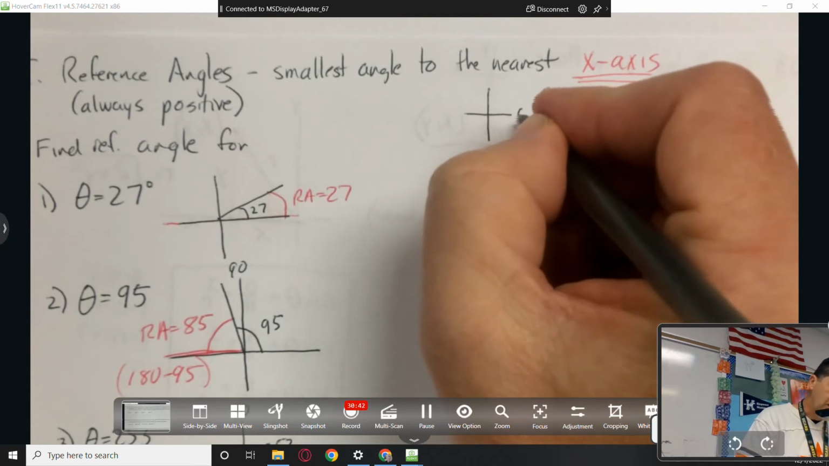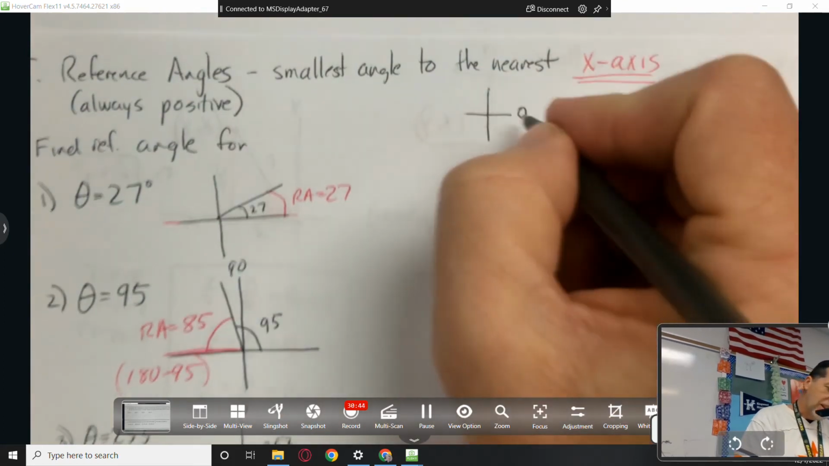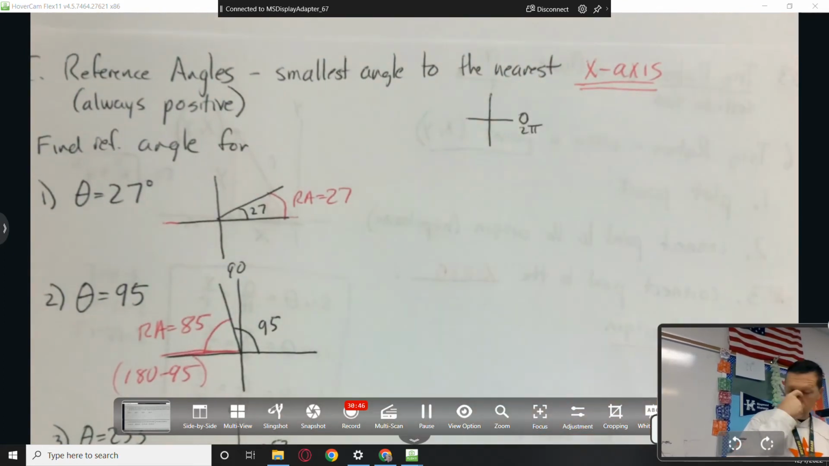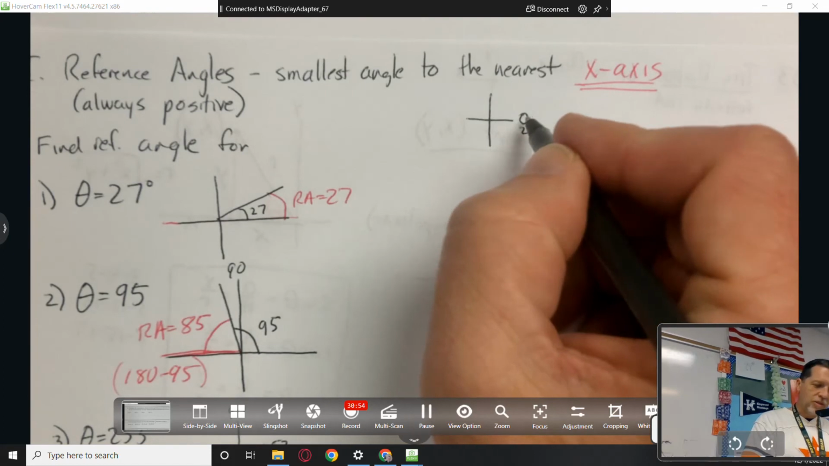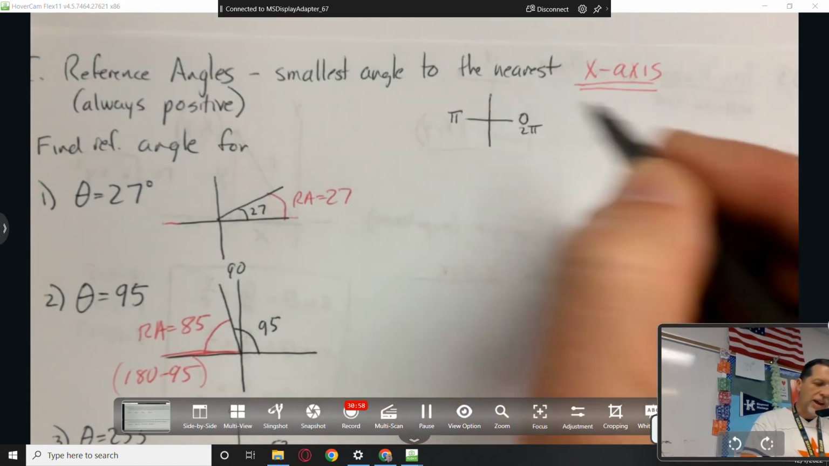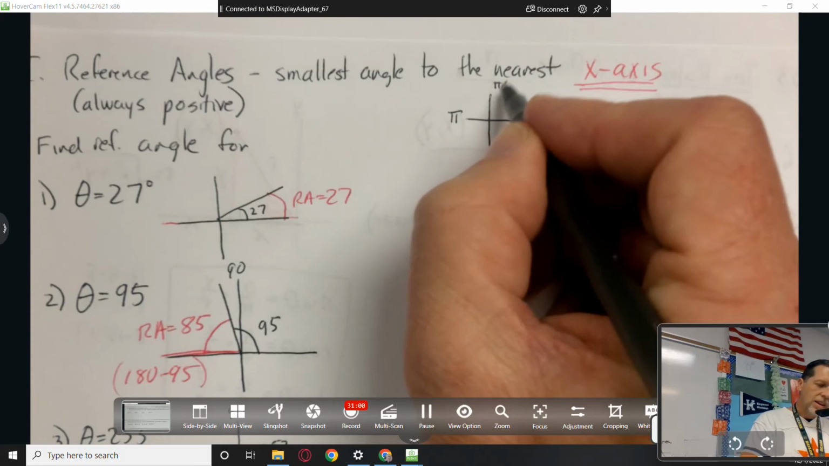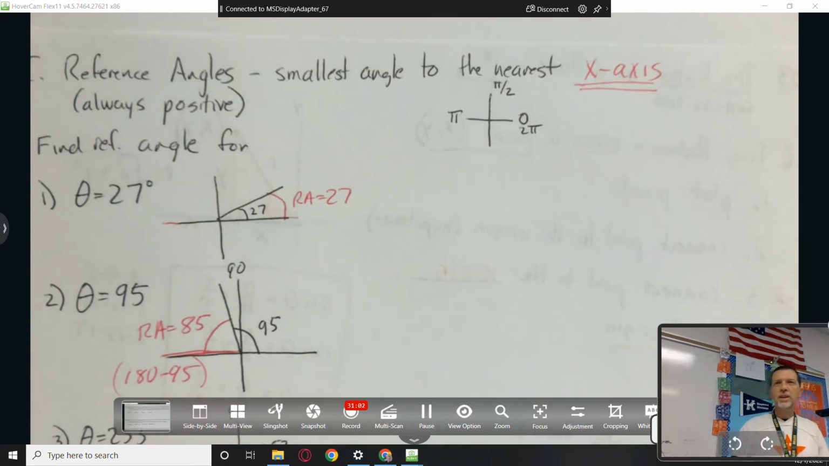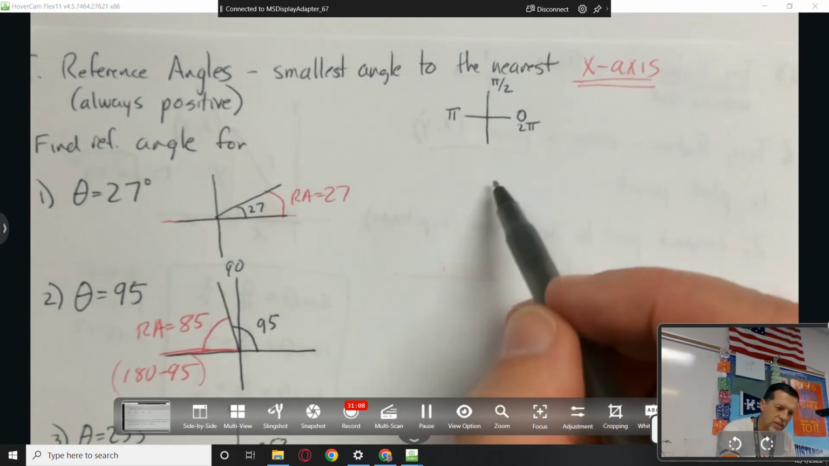But let's draw the full circle with radian measures on it. So 0 and 2 pi, start at 0, 2 pi's all the way around. Halfway around would be pi. Pi over 2 would be halfway between 0 and pi. And then what's between pi and 2 pi? Like the down marker over here.